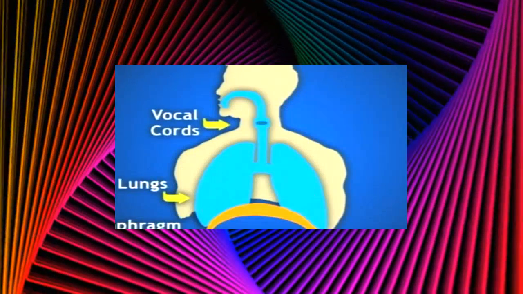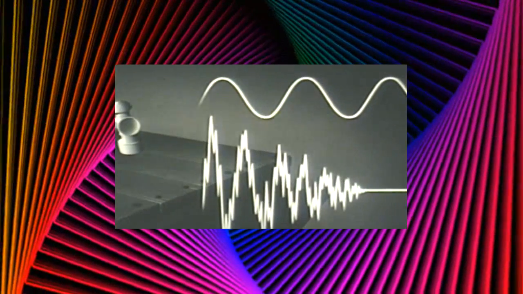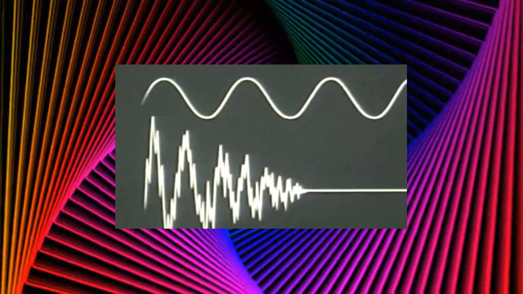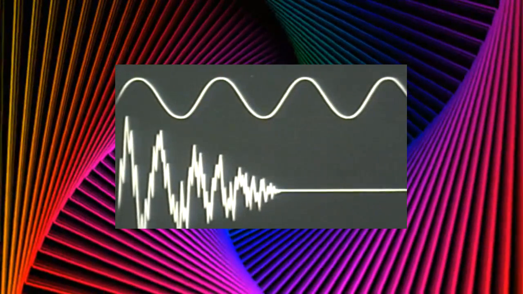It consists of two muscular strips called the vocal cords. As we force air up from the lungs, it causes the vocal cords to vibrate. This is the difference between a musical note and a noise. Music is a regular wave motion. A noise is an irregular mixture of many wave motions.